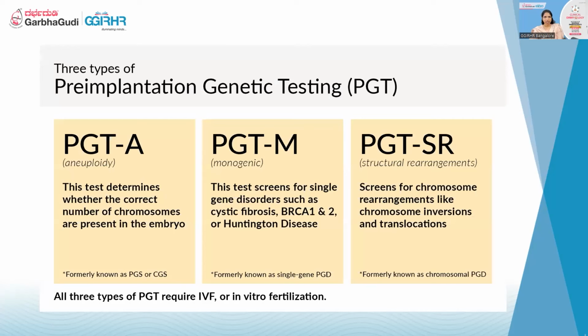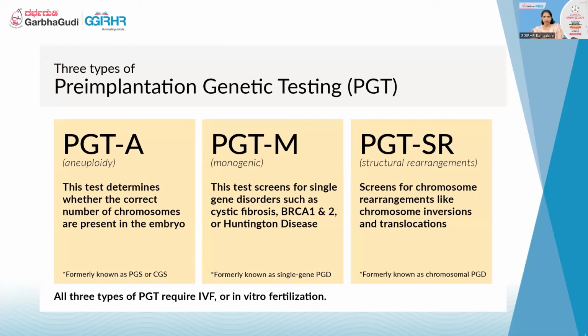So there are 3 types of pre-implantation genetic testing, as I have already mentioned. PGT-A, so it is for aneuploidy. Only when we suspect aneuploidies and want to test for them, we send the patient for PGT-A. This test determines whether the correct number of chromosomes is present in the embryo or not. Only the correct number is determined by PGT-A.